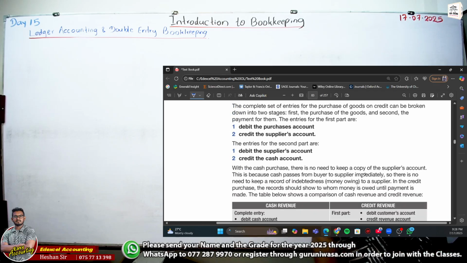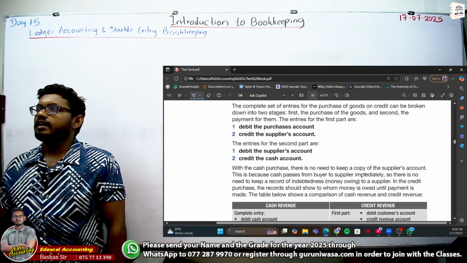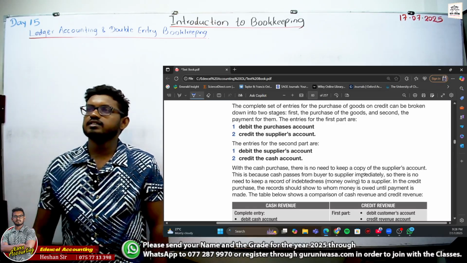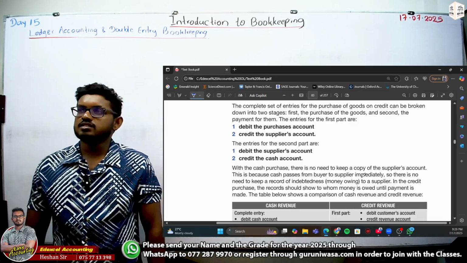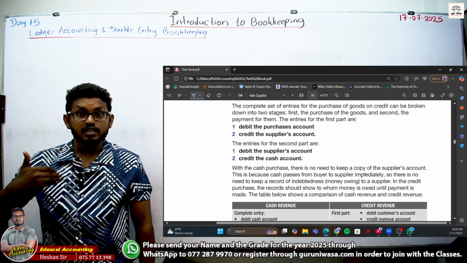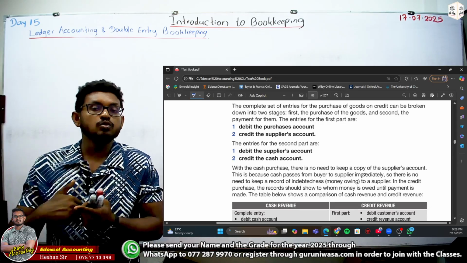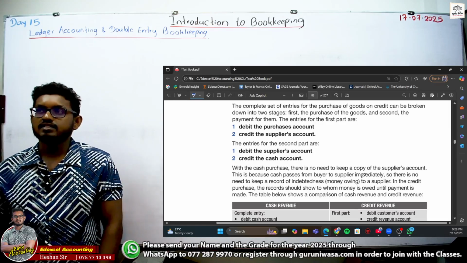Right. Next one. The complete set of entries for purchasing goods on credit can be broken into two stages. First, the purchase of goods. Second, the payment for them. The entries for the first part are purchase account debit, relevant supplier account credit. So we identify the relevant supplier as the creditor because it is a liability account. They gave the goods on credit basis to us. Till we pay back, we need to identify that person as a liability.